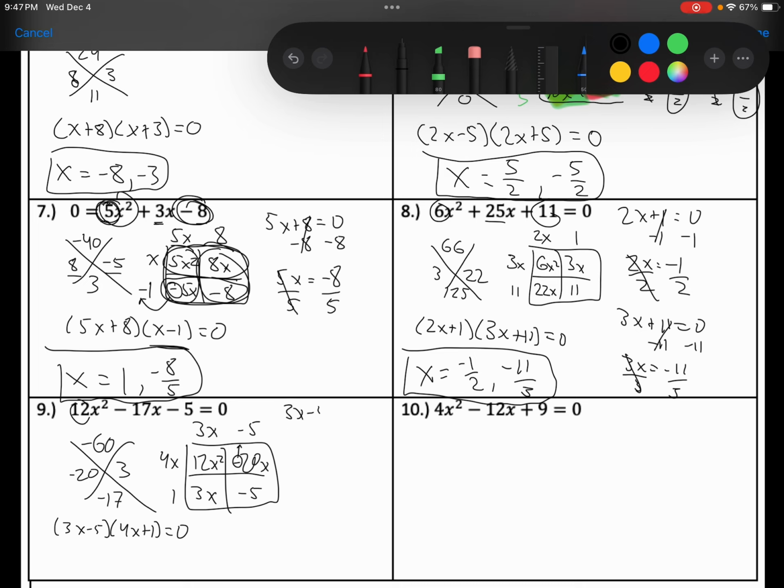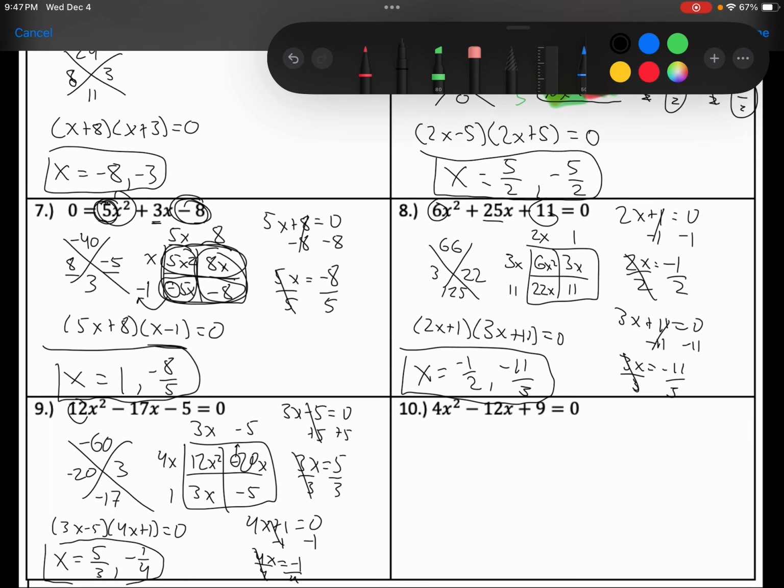For the 3x minus 5 equals 0, I would add 5 to both sides, getting 3x equals 5. Divide by 3, and we get x equals 5 thirds. And for 4x plus 1 equals 0, we'd subtract 1 on both sides, getting 4x equals negative 1. Divide by 4 on both sides, and we get x would equal negative 1/4. So x is going to be equal to 5 thirds and negative 1/4.